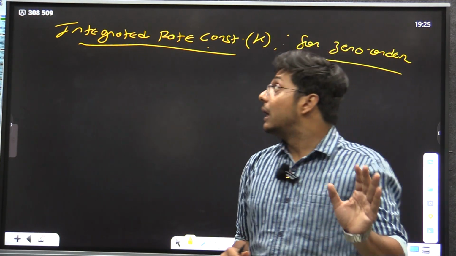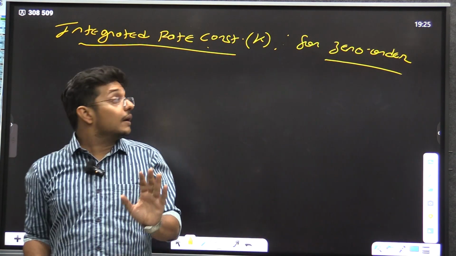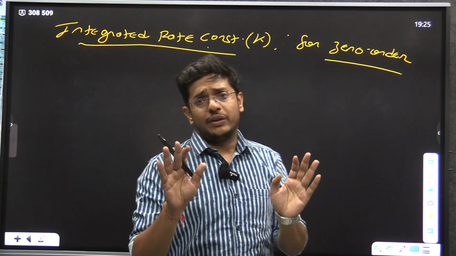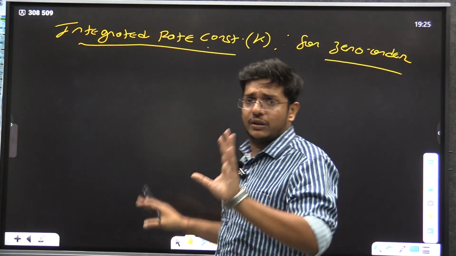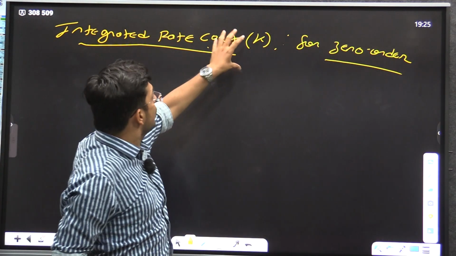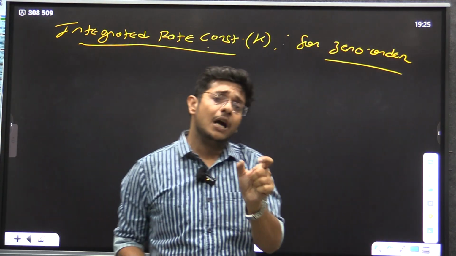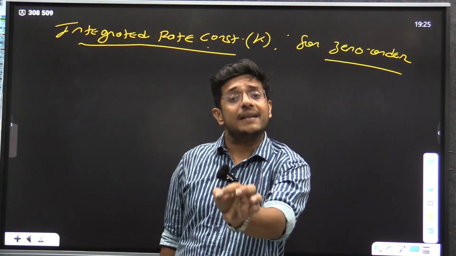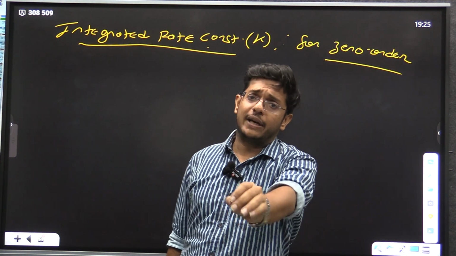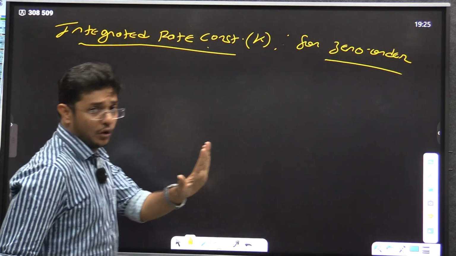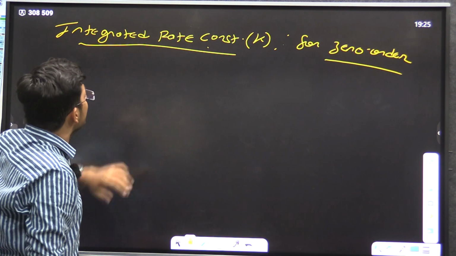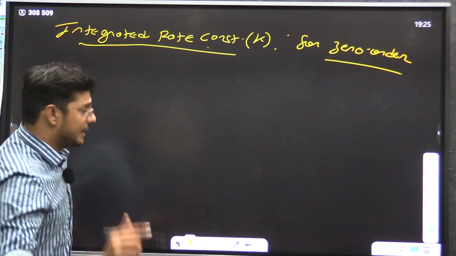One more thing, this integrated rate law is calculated for all types of reaction order. Currently, we are discussing zero order. The main basic motive is to identify how much of the reactant has reacted or how much reactant is left. Okay, I hope you are getting my point. Let me calculate the integrated rate law.